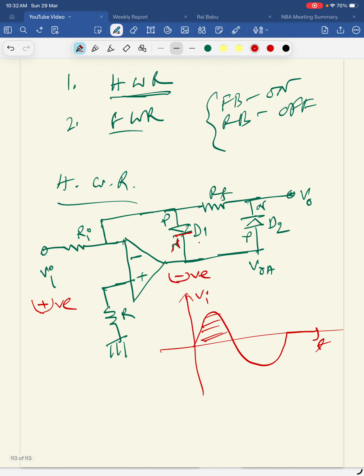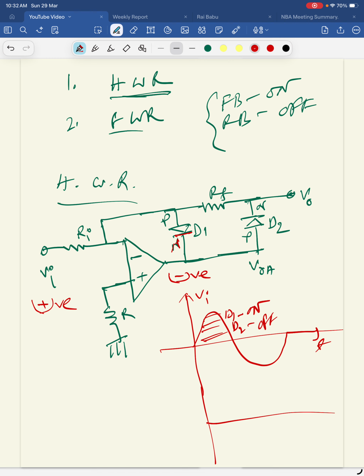So that means this D1 is off. Here D1 is on. But what should be the D2? Because here negative and this is positive. So negative, so D2 is off. So D2 is off here. Now what will be the output condition? That we have to check.